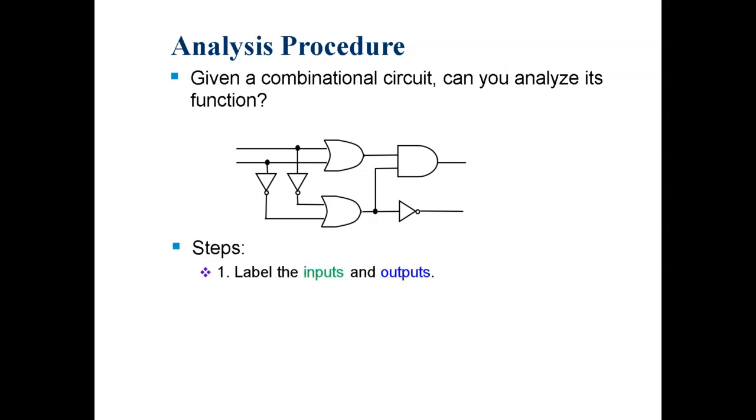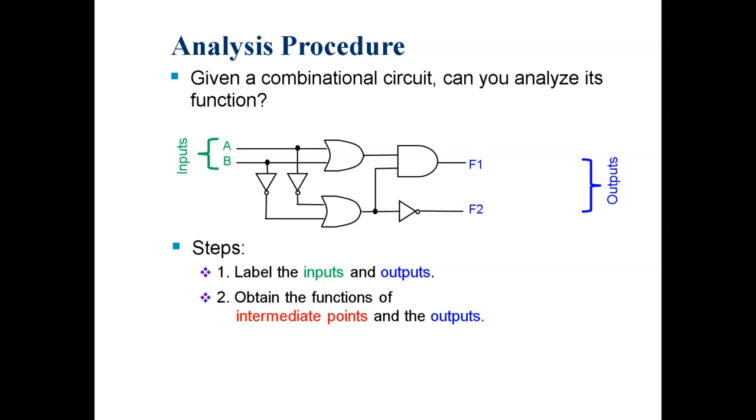Now if you look at this circuit, we first label the inputs. The inputs are in green color and the outputs are in blue color. We have two inputs. What are the names of those inputs? We can give any arbitrary name, and any name can be given to an input or an output. So we label the inputs and outputs. There are two inputs, we call them A and B, and there are two outputs, we call them F1 and F2. You can give them any labels.